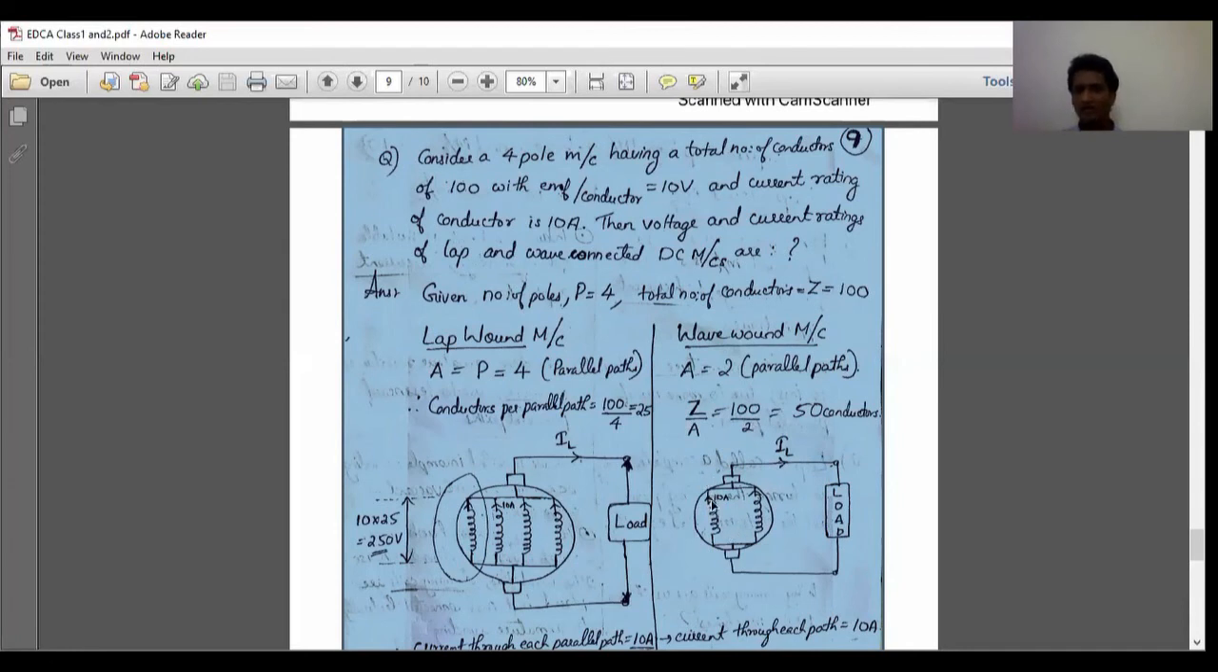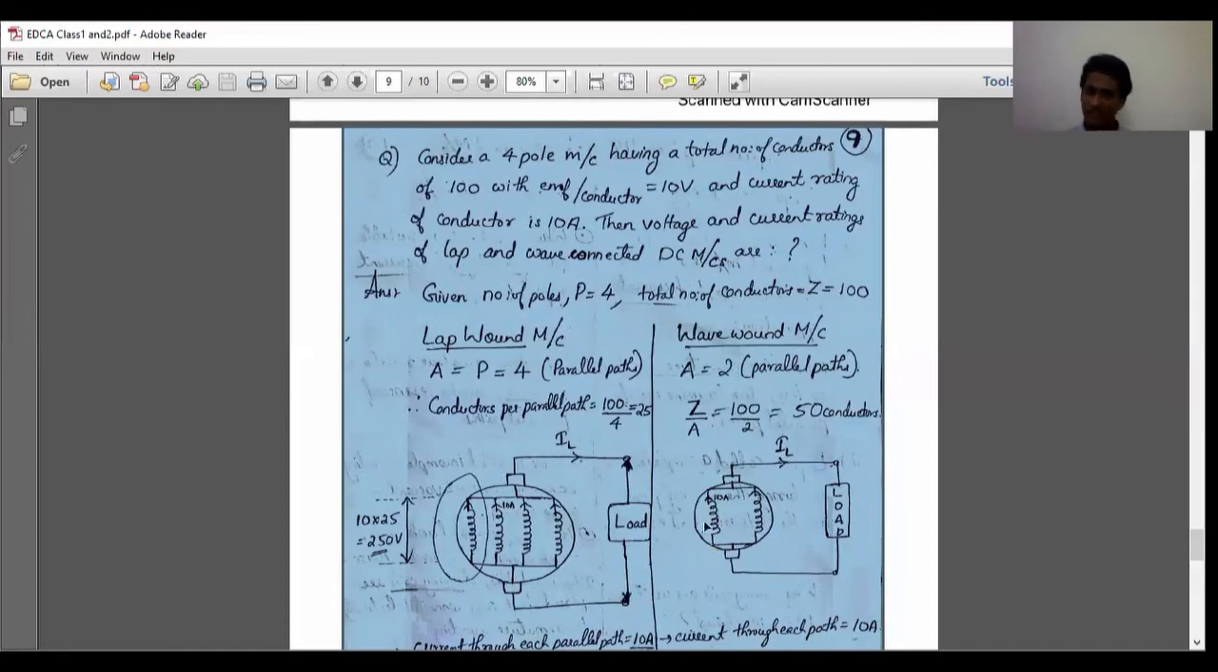In one parallel path there will be a 10 ampere current, because I have already said that even if 50 conductors are there in one parallel path, all are connected in series. A single conductor has the capacity to flow a 10 ampere current through it.